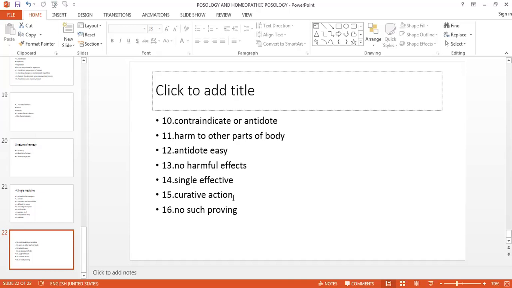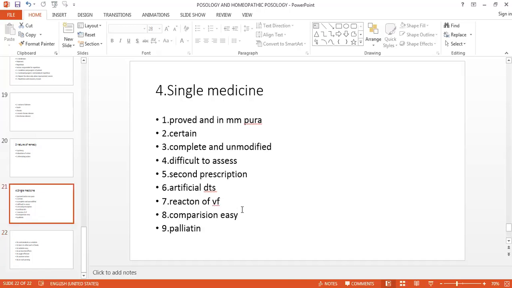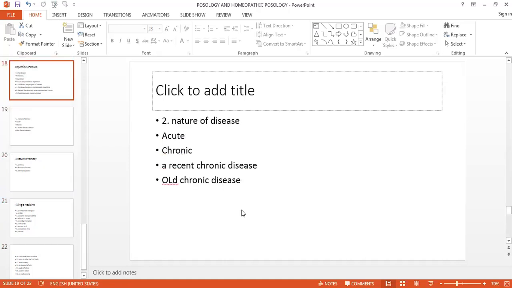The alternating action or the rotation of remedies can be estimated when you are giving the single medicine at a time. And the most important thing that we have seen, no such proving we have done previously, and we are not doing the proving by combining the medicines, and hence we have to give the single medicine to the patient at a time. So these are the certain reasons why we are giving the single medicine at a time. So this completes our posology.